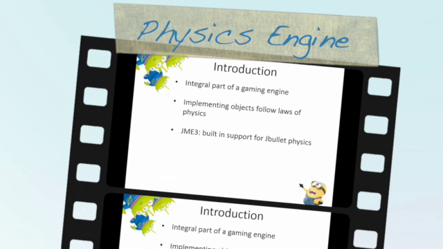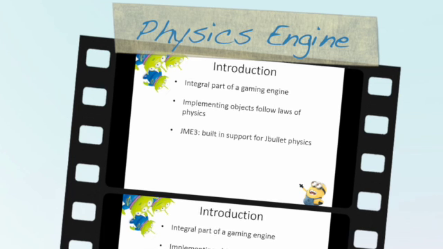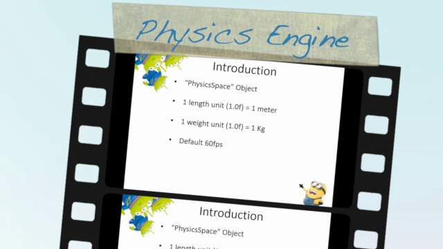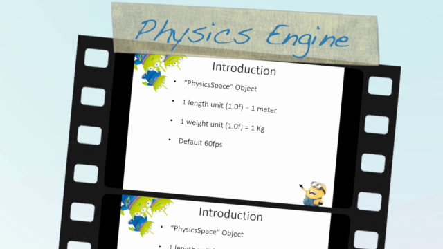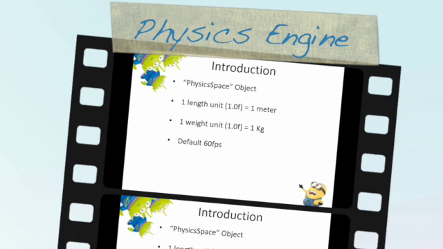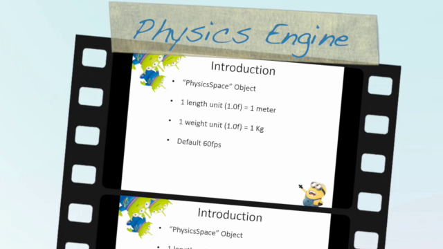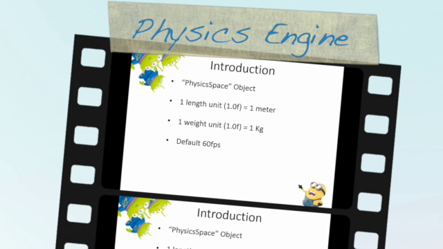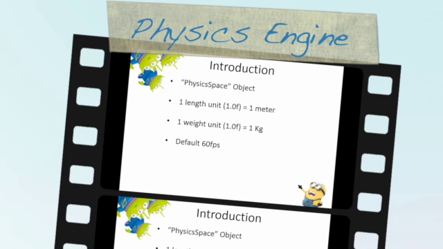JME3 has built-in support for JBullet physics. It is bundled in the com.jme3.bullet package. Physics space is one of the central objects of the physics engine. We have to add all the objects to physics space to make them physics enabled. For a physics simulation, by default, one length unit is 1 meter, one weight unit is 1 kg, and it runs internally at 60 fps.